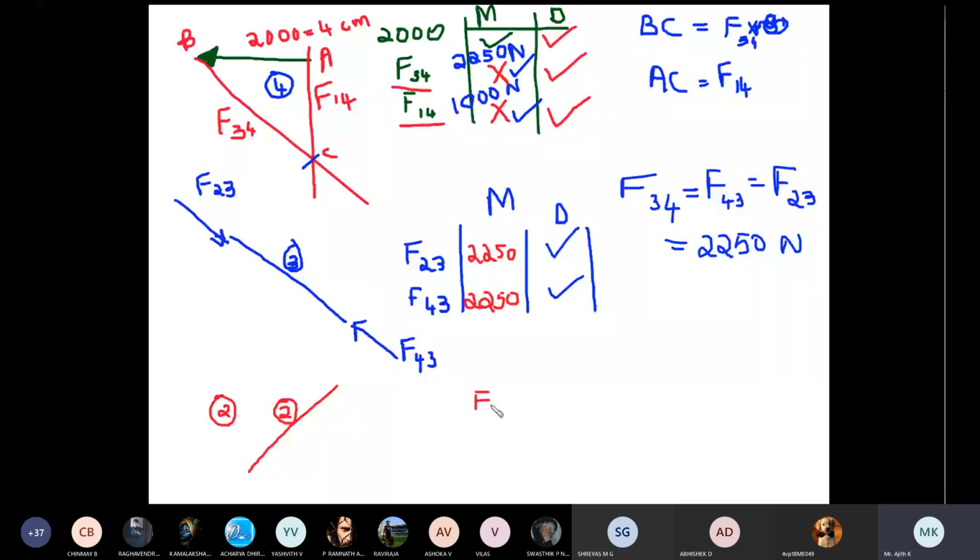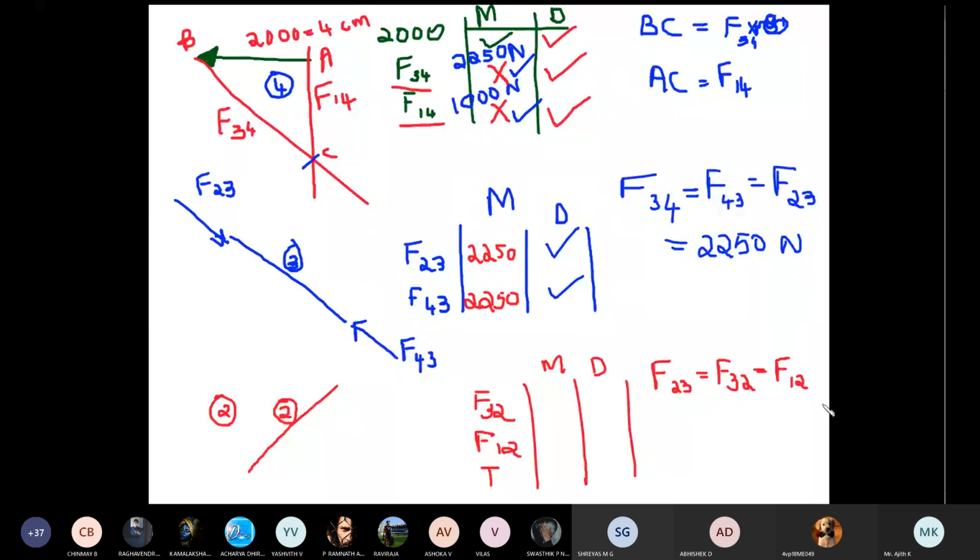F32, F12, and a torque. Magnitude and direction. Do you know the magnitude of F32? F32 and F23 will be equal. F23 is equal to F32, equal to F12. Therefore, this magnitude, F23, is equal to 2250. So this magnitude is 2250 Newton. Even this is also 2250 Newton. Torque is unknown. You have to find out the torque value.